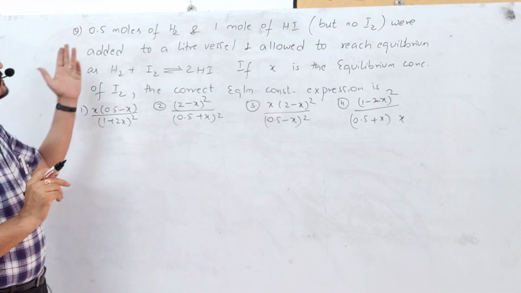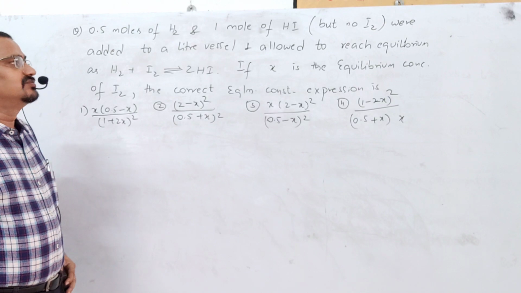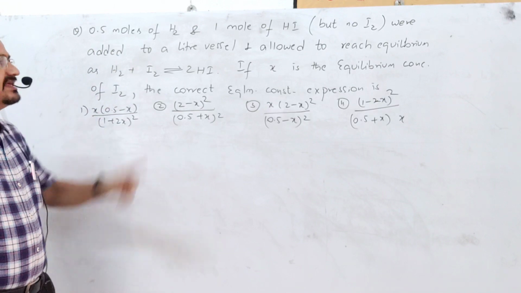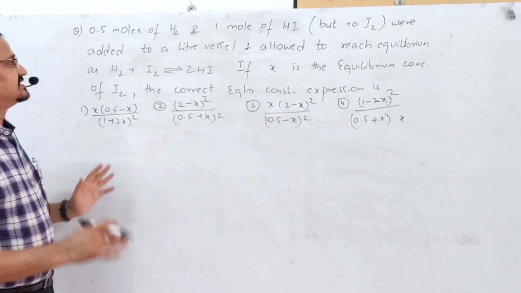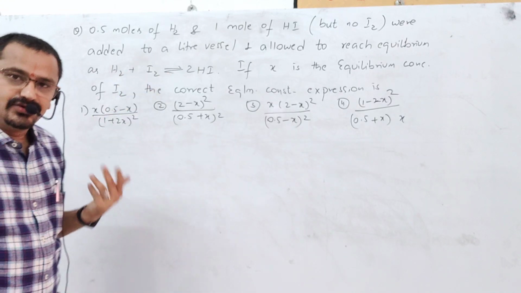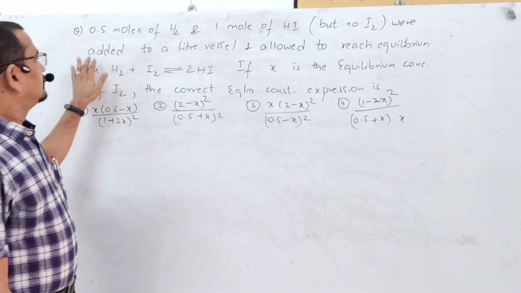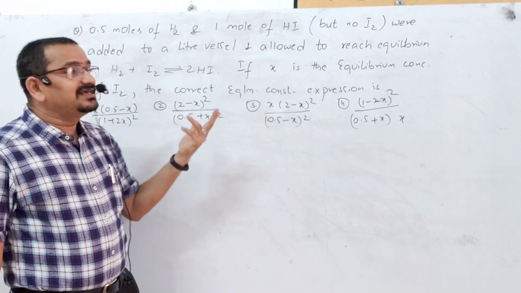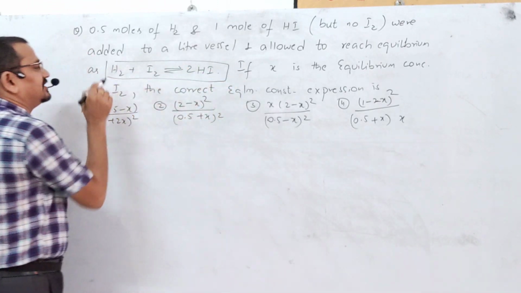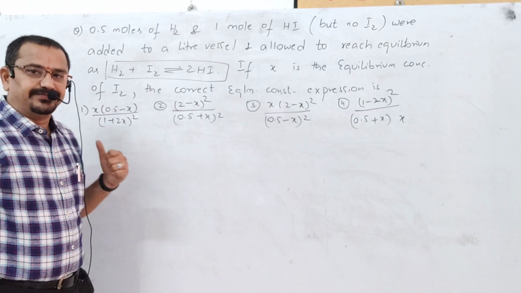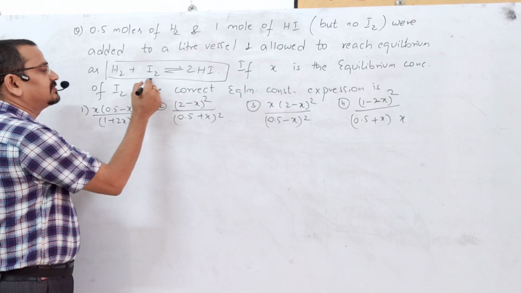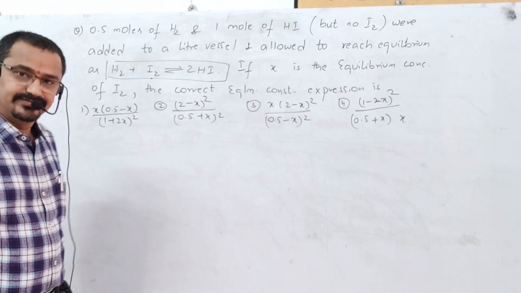The other question: 0.5 moles of H2 and 1 mole of HI were taken in a liter vessel. There is no I2 taken. In a liter vessel, hydrogen gas and hydrogen iodide gas were taken. No iodine is taken. They are added to a liter vessel and allowed to reach equilibrium as per this equation. Equilibrium is established in this way. H2 plus I2 at equilibrium with 2HI. Now, if x is the equilibrium concentration of I2, at equilibrium concentration of I2 is given as x.